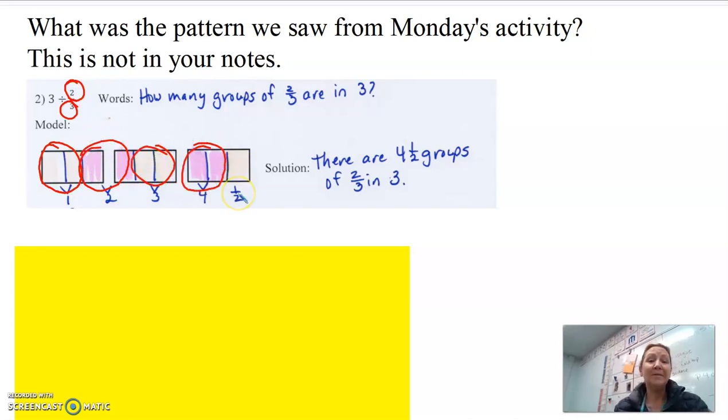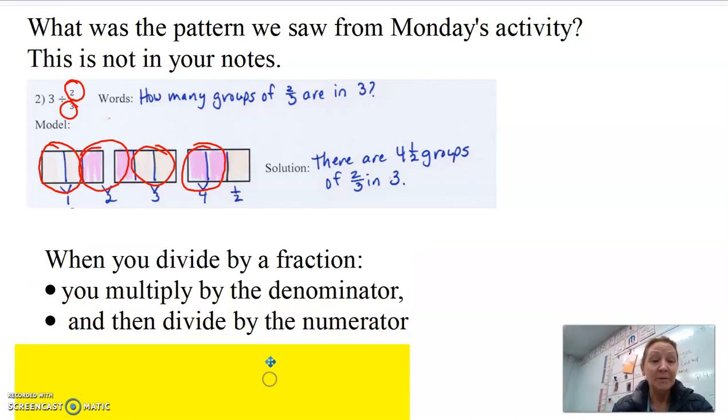And look, there was 1 left over. So I had 4 groups and I need 2 pieces to make a group, but I only had 1 out of 2, which is a half. So that's why we had 4.5 groups of 2/3 in 3. So here's what it turns out that we're doing. When you divide by a fraction, you're multiplying by the denominator and you're dividing by the numerator, right? So we multiplied 3 times 3. There was 1, 2, 3, 4, 5, 6, 7, 8, 9 pieces altogether, and then we divided by 2.